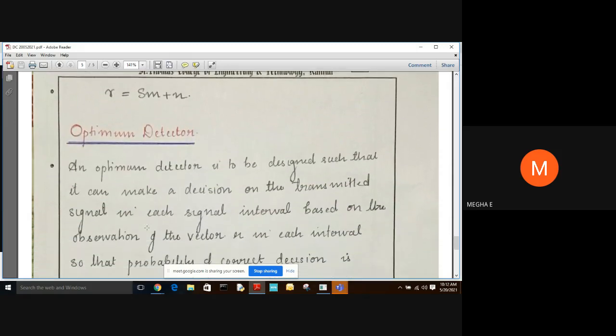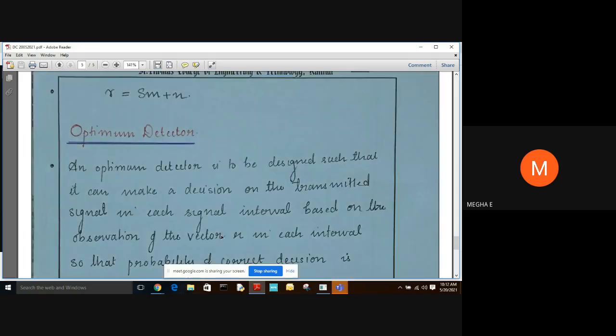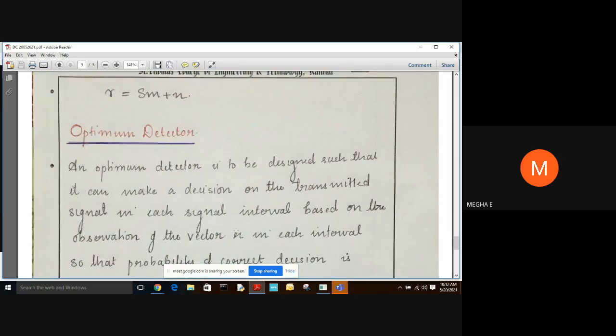Here we define an optimum detector. An optimum detector is designed in such a way that it can make a decision on the transmitted signal in each signal interval, that is 0 to T, which is the signal interval we have taken here, based on the observation vector R, which is obtained at the output of the signal demodulator. So an optimum detector has to be designed in such a way that it can make a decision on the transmitted signal in each signal interval.